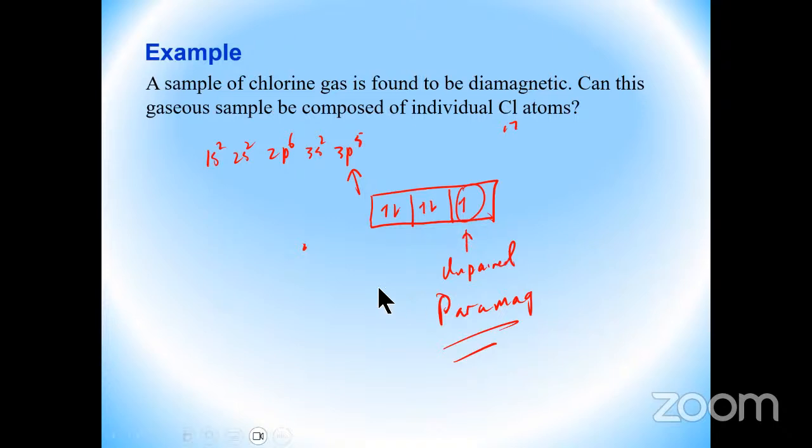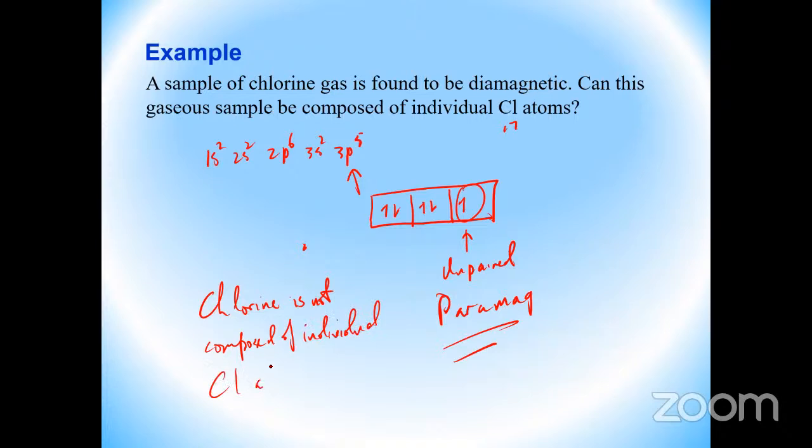All right. So therefore, the conclusion is that the chlorine is not composed of individual chlorine atoms. In fact, as we all know, chlorine exists as Cl2, a diatomic molecule. Okay, so that's a very simple question based on that particular topic.